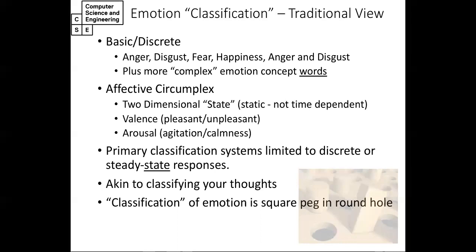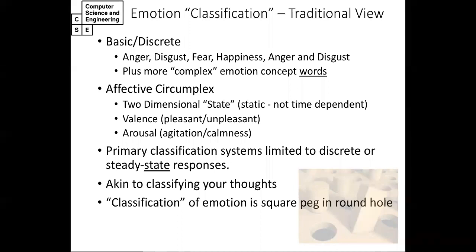The basic and discrete view is literally the view of emotions that most of us think about. When someone asks you, how are you feeling? And you say, I'm feeling good, or I'm feeling happy, or I'm sad. That's the basic and discrete mode. What does that mean? It means there's a word that's discrete, and there's another word, and there's another word, and there's no continuity necessarily between those words.